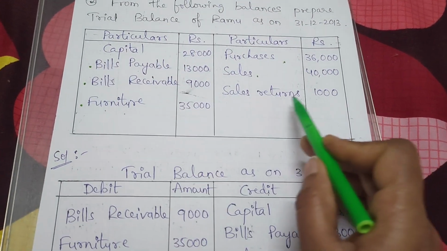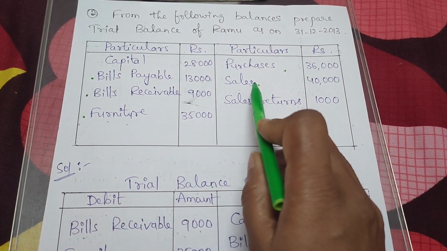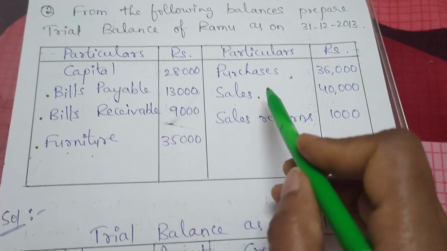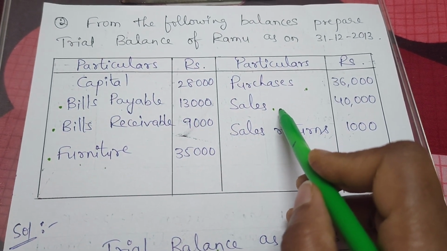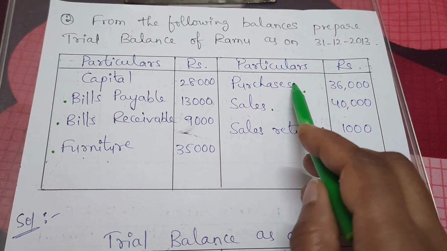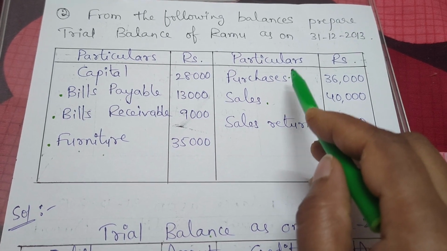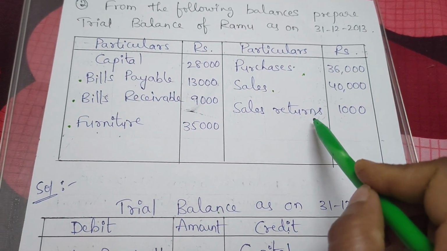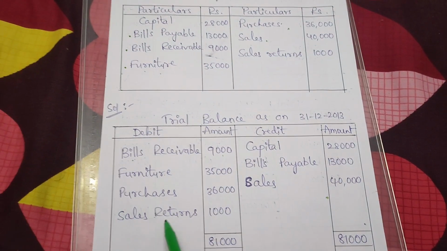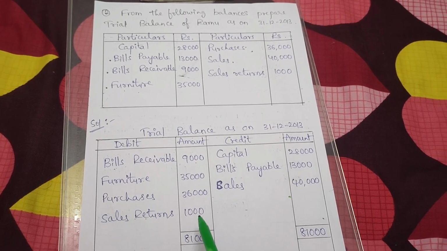Next, sales returns, 1,000. Sales we credit, sales returns we should debit. Remember that sales we always record under credit, and sales returns we debit. Purchases we debit, and purchase returns we credit in the trial balance. So sales returns I said we should debit, so it is there under debit, sales returns 1,000.